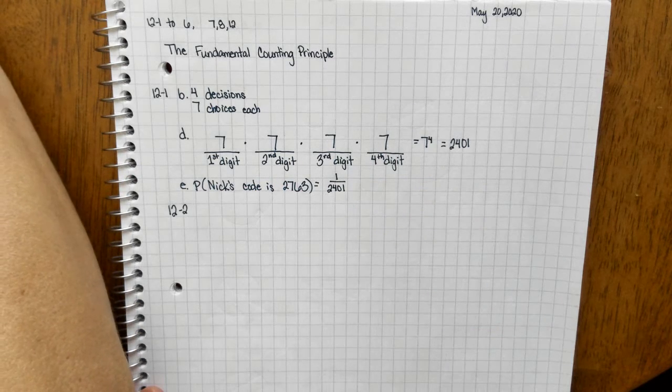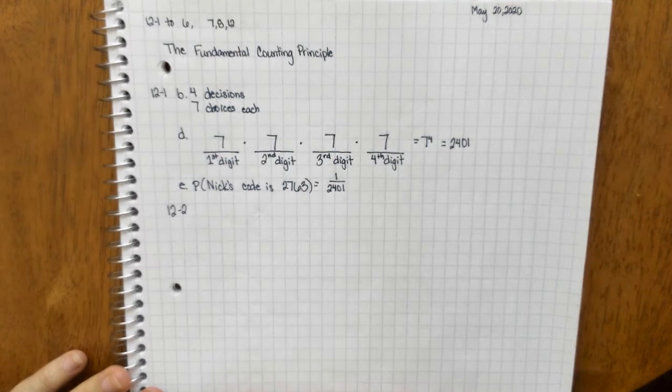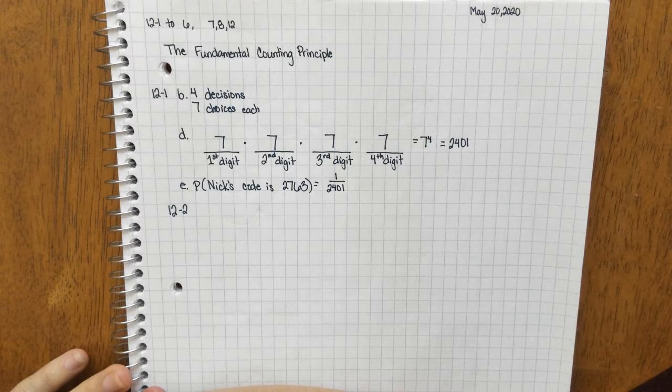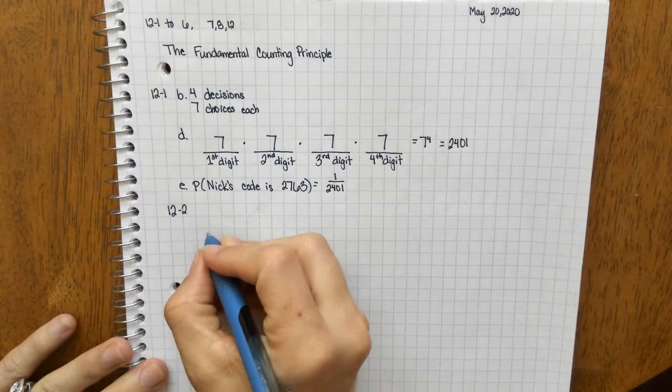Problem number 2 is very similar. It says, how many 4-digit number passcodes could you make using the digits 1 through 7 if you could not use any digit more than once? Make a decision chart, and then we'll look at the similarities and differences.